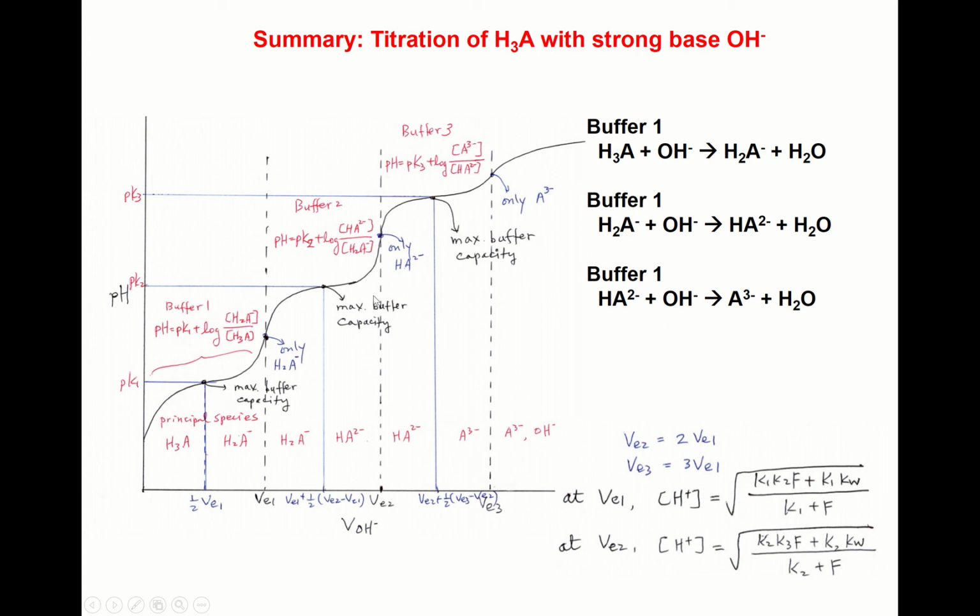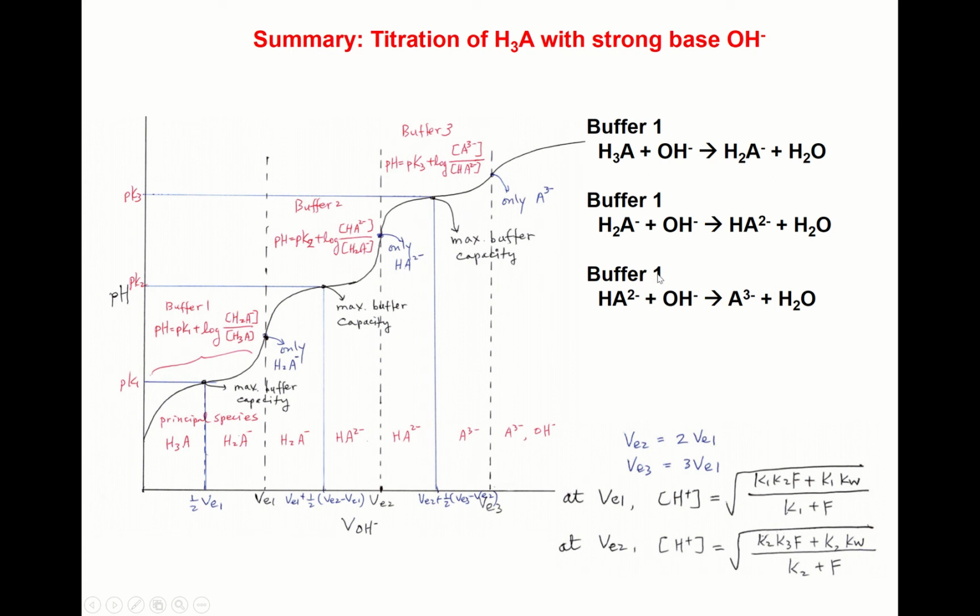In this region, since you already converted all H3A to H2A minus, now this H2A minus anion reacts with hydroxide ion, and as you add hydroxide ion, you produce HA2 minus ion. This is the second purple region. Then you approach the second equivalence point. At this point you have only HA2 minus ion. Now you enter the third region, purple 3.